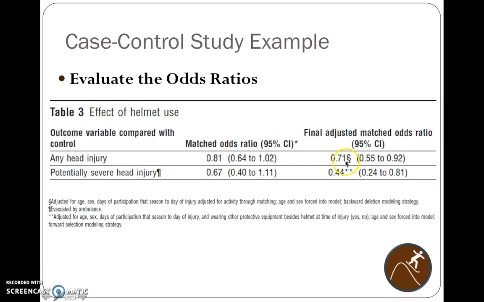You'll want to be able to look at something like this and see the 0.71 and say, oh, that's protective. Helmets are protective because this is less than 1, and the entire confidence interval is less than 1, so it's statistically significant, and the p-value associated with that would be p is less than 0.01. So that would actually reduce the odds of a head and neck or a head injury by helmet use by 29%. So those who wear helmets have 29% lower odds of a head or head injury compared to those who do not wear a helmet.